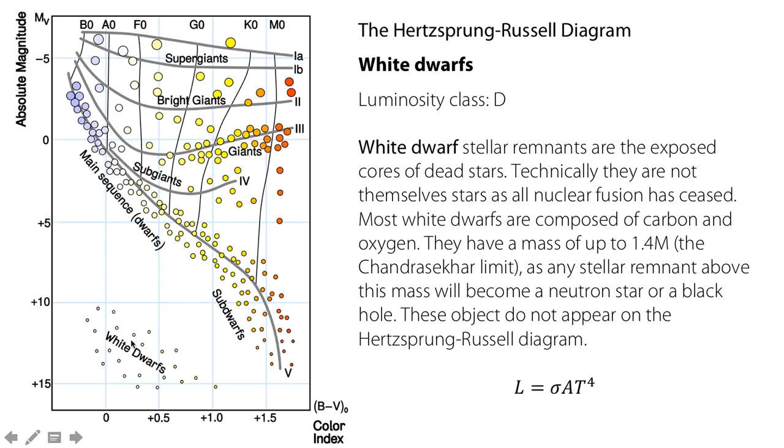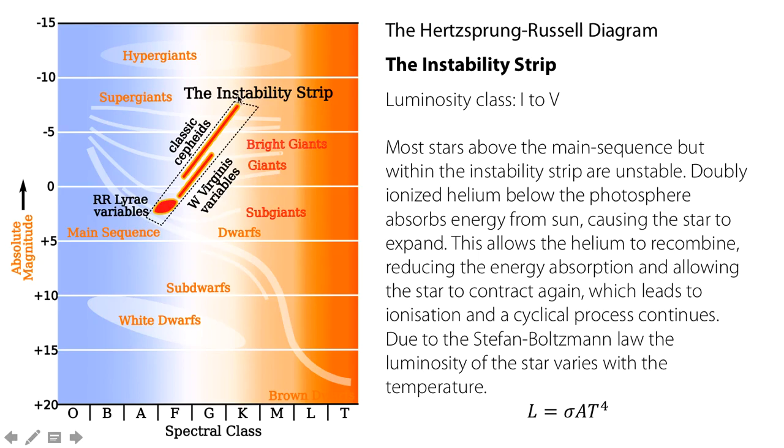Another area of the Hertzsprung-Russell diagram you should be familiar with, amongst these other parts that we've mentioned, is this area called the instability strip. These stars are again stars nearing the end of their lives, and which due to a combination of their composition and their size and their temperature are variable. They vary in brightness, they vary in luminosity by varying in size, actually. The full details you don't really need to know.